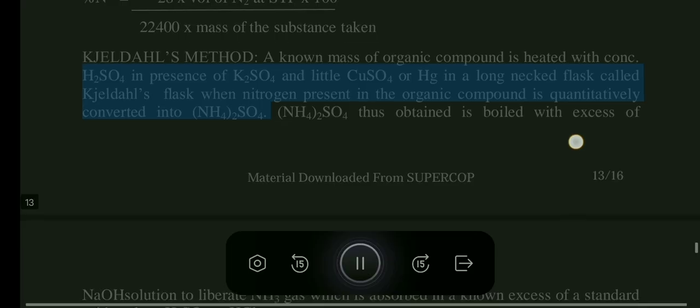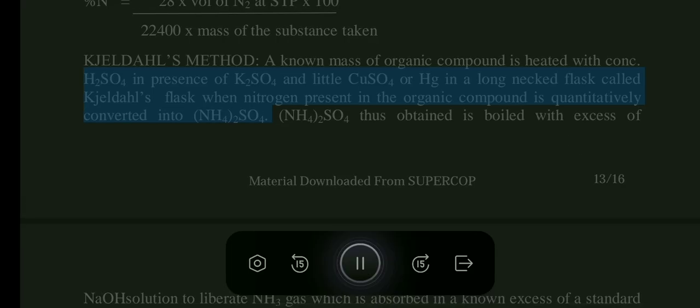The volume of N2 thus obtained is converted into STP and the percentage of nitrogen determined by applying the equation: volume of nitrogen at STP = P1V1/T1 x 273/760; % N = 28 x volume of N2 at STP x 100 / 22400 x mass of the substance taken. Kjeldahl's method: a known mass of organic compound is heated with conc. H2SO4 in presence of K2SO4 and little CuSO4 or Hg in a long-necked flask called Kjeldahl's flask, when nitrogen present in the organic compound is quantitatively converted into (NH4)2SO4.